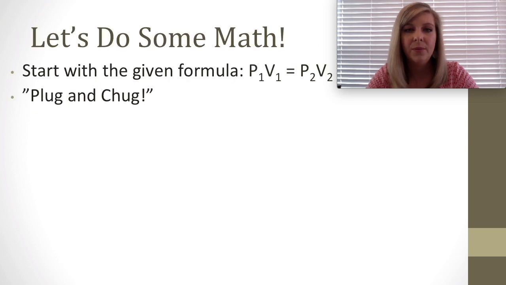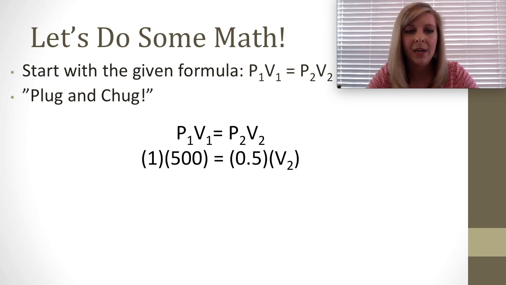So let's start doing some math. We're going to always start off with our equation, and then we're just going to plug and chug. So let's start off with our equation, which we know is P1V1 equals P2V2. When I plug and chug, I'm going to plug in 1 for P1, 500 for V1, 0.5 for P2, and then we are solving for V2.